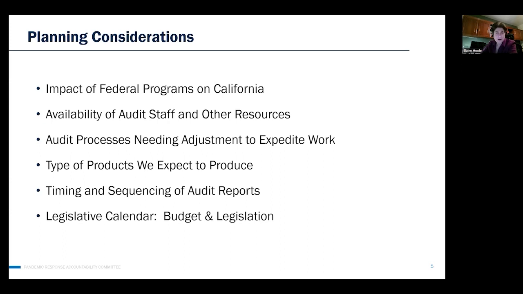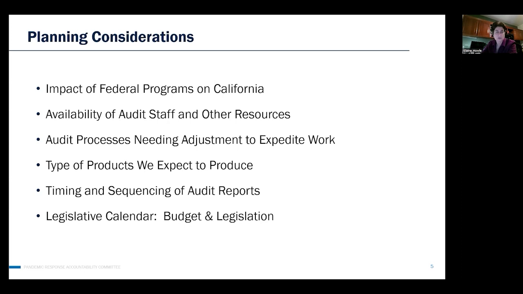We clearly had to look at our audit processes, determine which processes needed to be adjusted so that we could expedite the work. We could not take 6 to 8 months, which typically is what the auditor's office takes to conduct some of the audits that they do. Some take longer, but usually the time frame is 6 to 8 months.